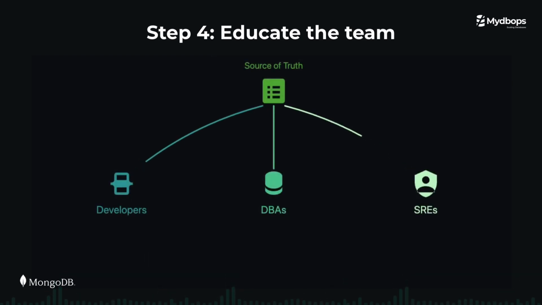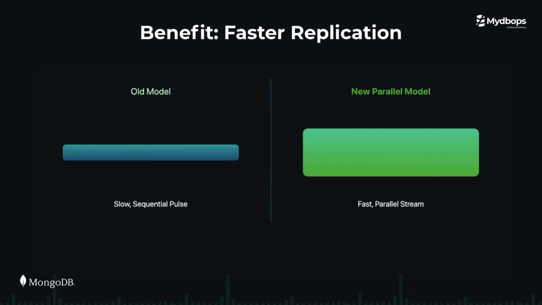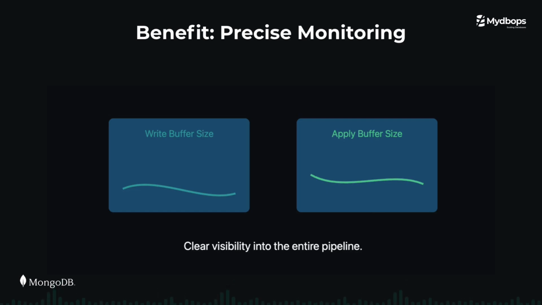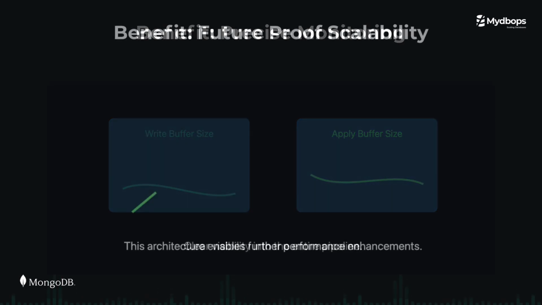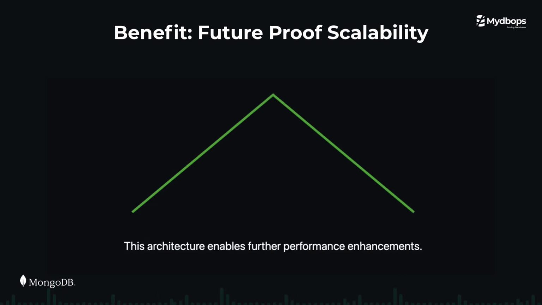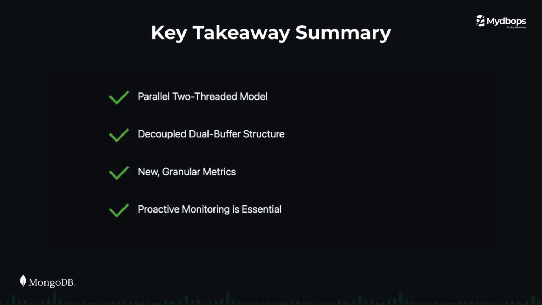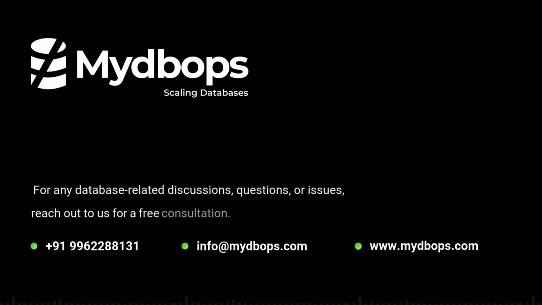Makes sense. So wrapping this up then, ultimately these changes in MongoDB 8.0 seem to enable much faster replication. Definitely faster. And also provide vastly better, more precise monitoring tools. It feels like a really significant step for scalability and just general robustness of applications using MongoDB. It really is. These aren't just theoretical tweaks. They directly translate into MongoDB deployments that are more resilient, higher performing.